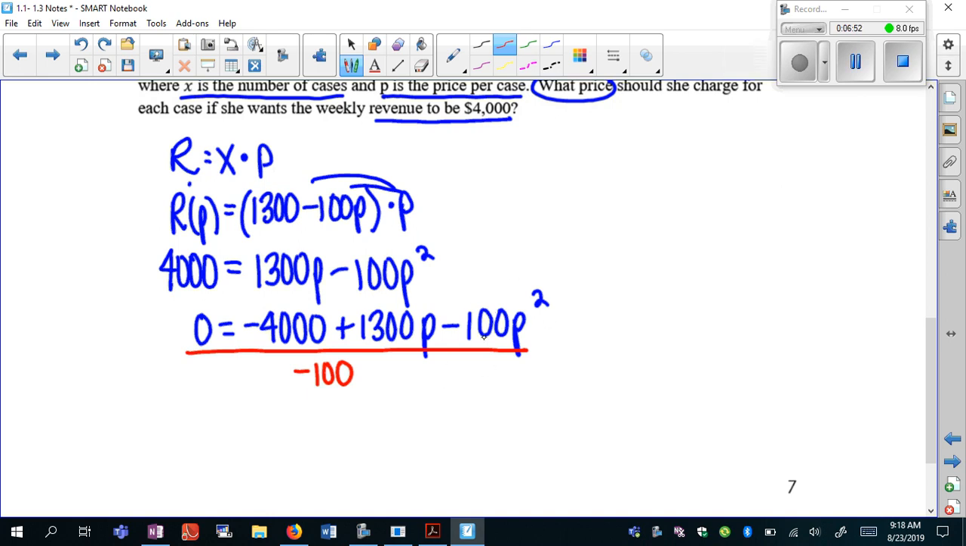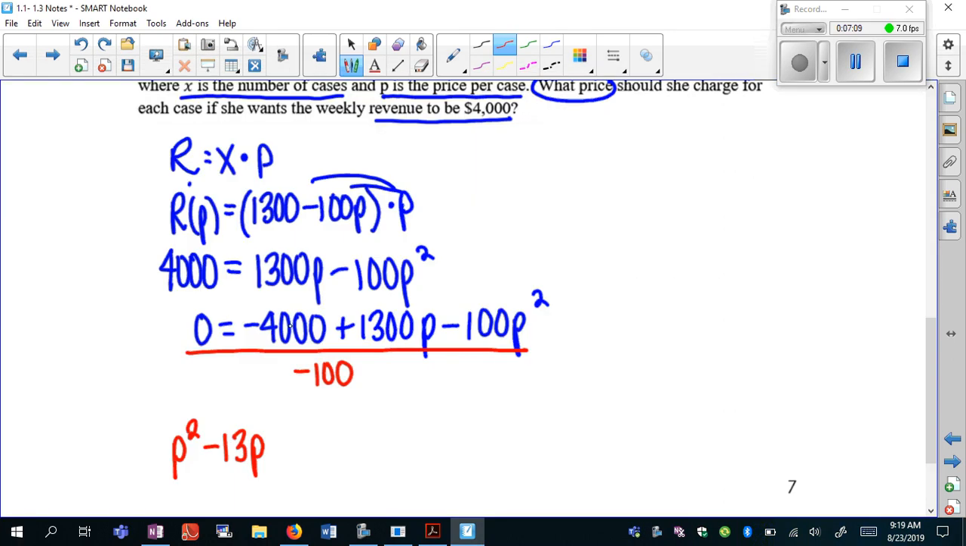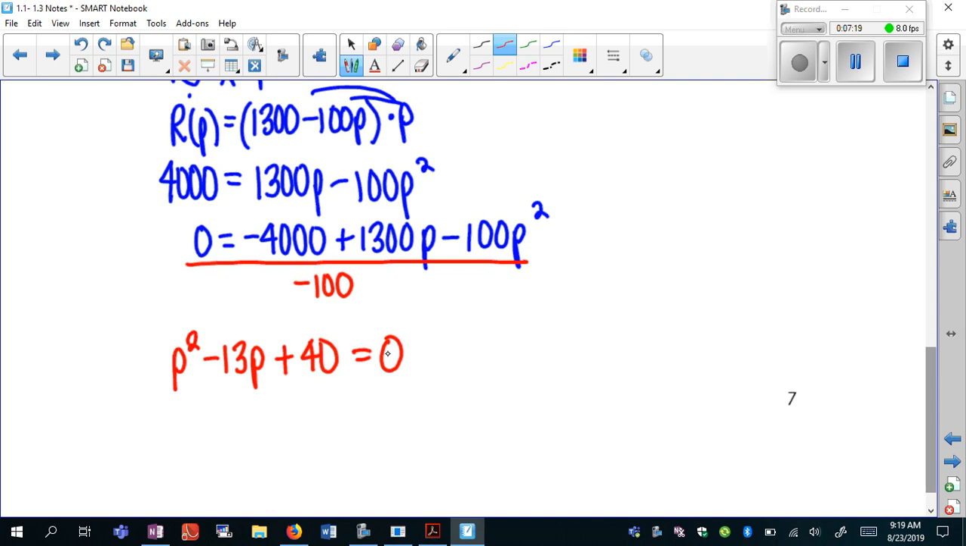So if I divide negative 100 by negative 100, that's just going to give me a 1p squared. This one, the zeros are going to cancel, so I'm going to have negative 13p. And then this one, the zeros will cancel, so I'll have positive 40, the negative divided by negative, and then equals 0. So you could do this in as many steps as needed. I'm just trying to rearrange it so that it looks like something that can factor.